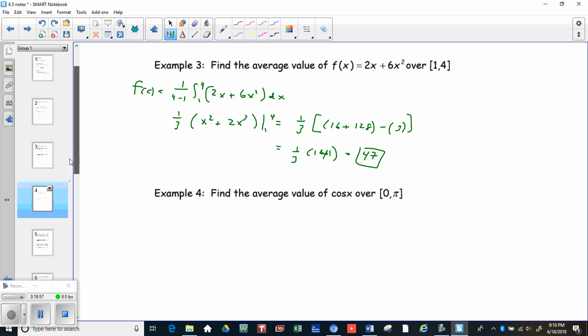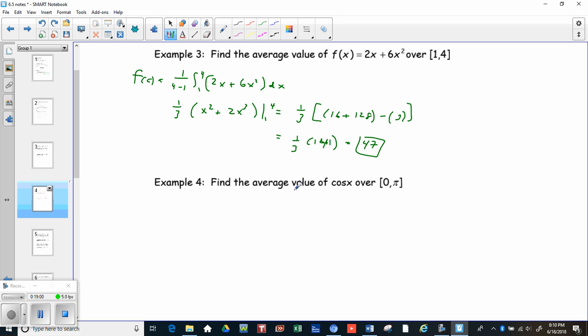Moving on to example 4. Find the average value of cosine of x from 0 to pi. So f of c is 1 over pi minus 0, integral 0 to pi of our function, which is cosine x dx. So we get 1 over pi. Antiderivative of cosine is sine of x from 0 to pi.